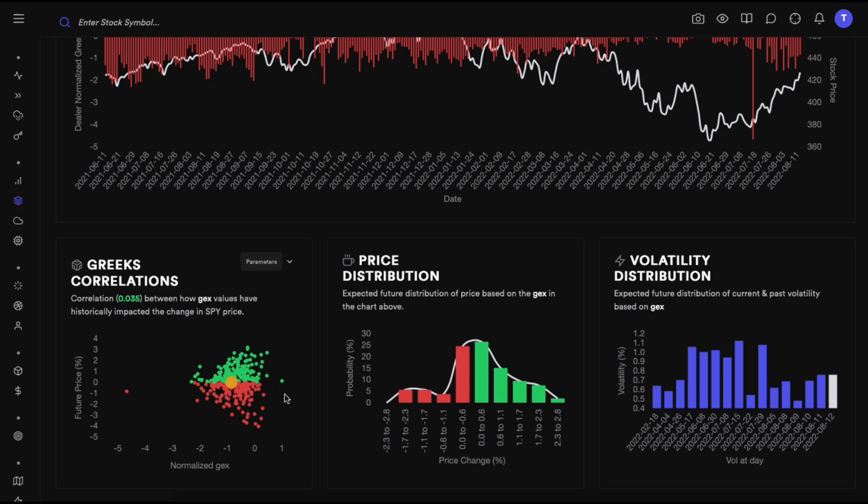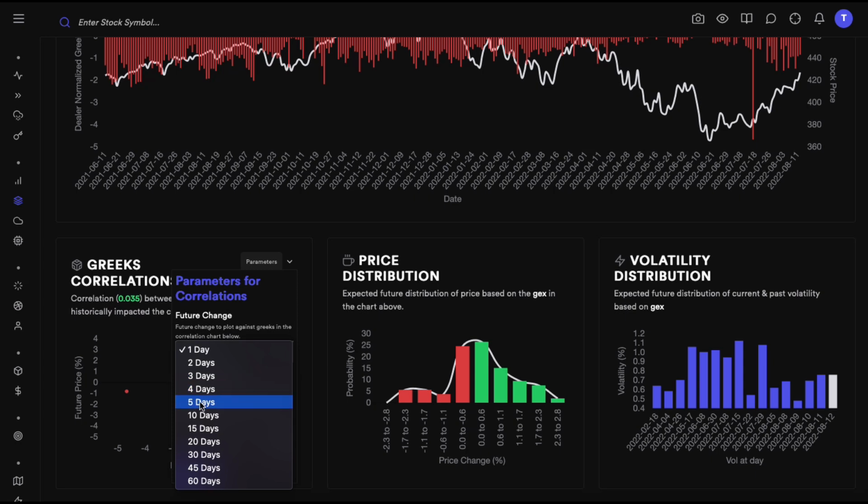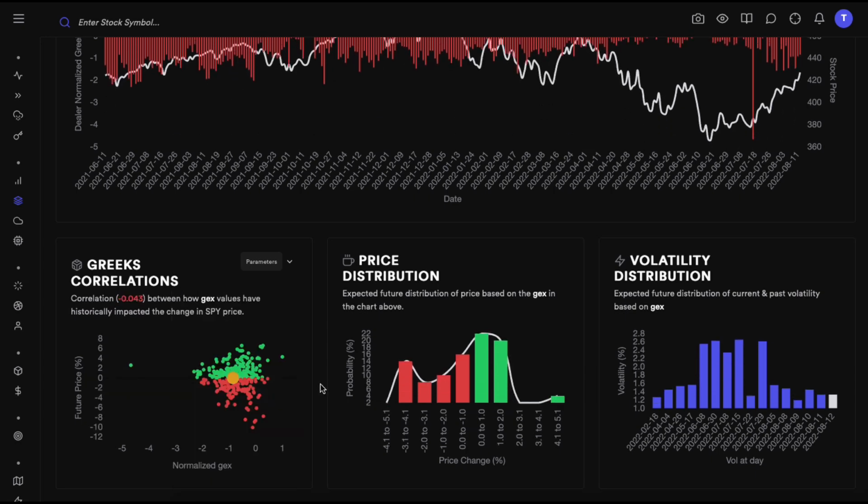Now, the next question is, is there a correlation between the gamma exposure and the actual change in price? And for that, I think 1 day change can sometimes be tricky. So let's change this to 5-day change. So now we are looking at the change in the next 5 days, and we are going back through all the historical data and seeing how things reacted. So the correlation is minus 0.043, not good. So we want something more than 0.1 in order to even look at directional moves.